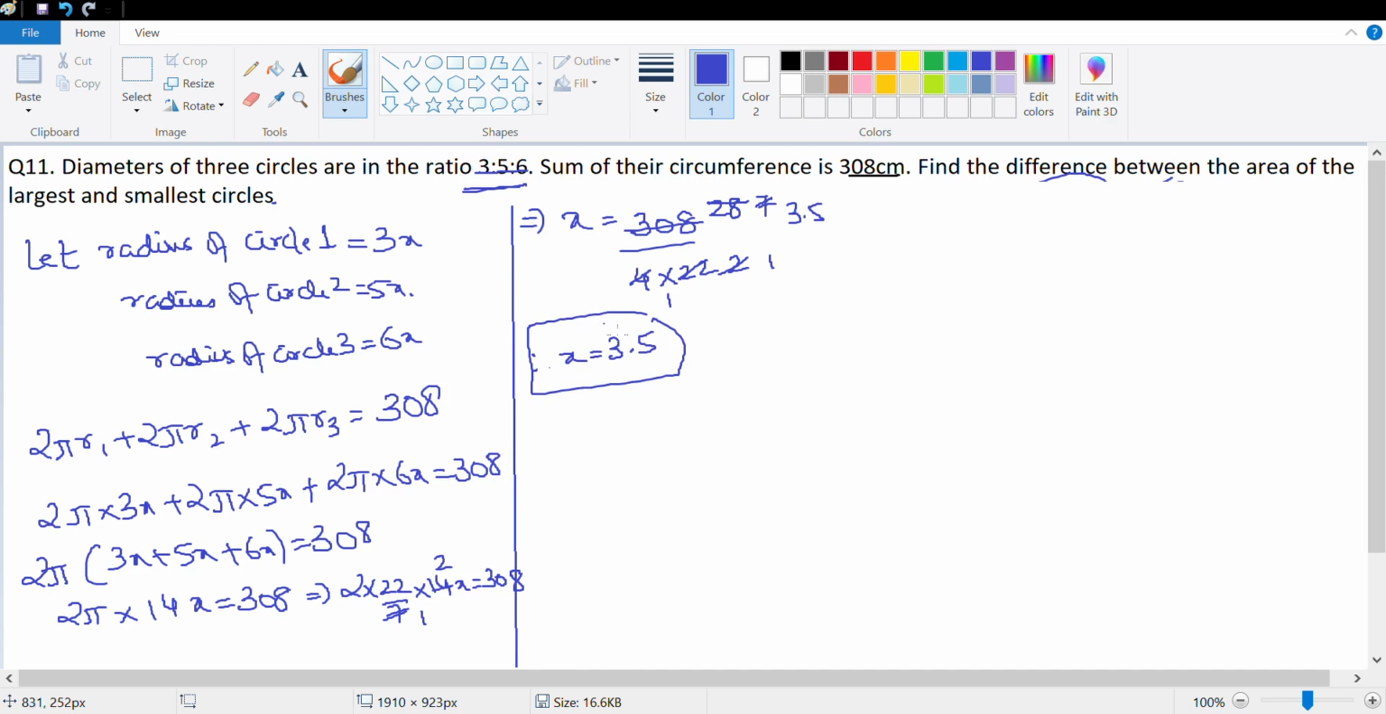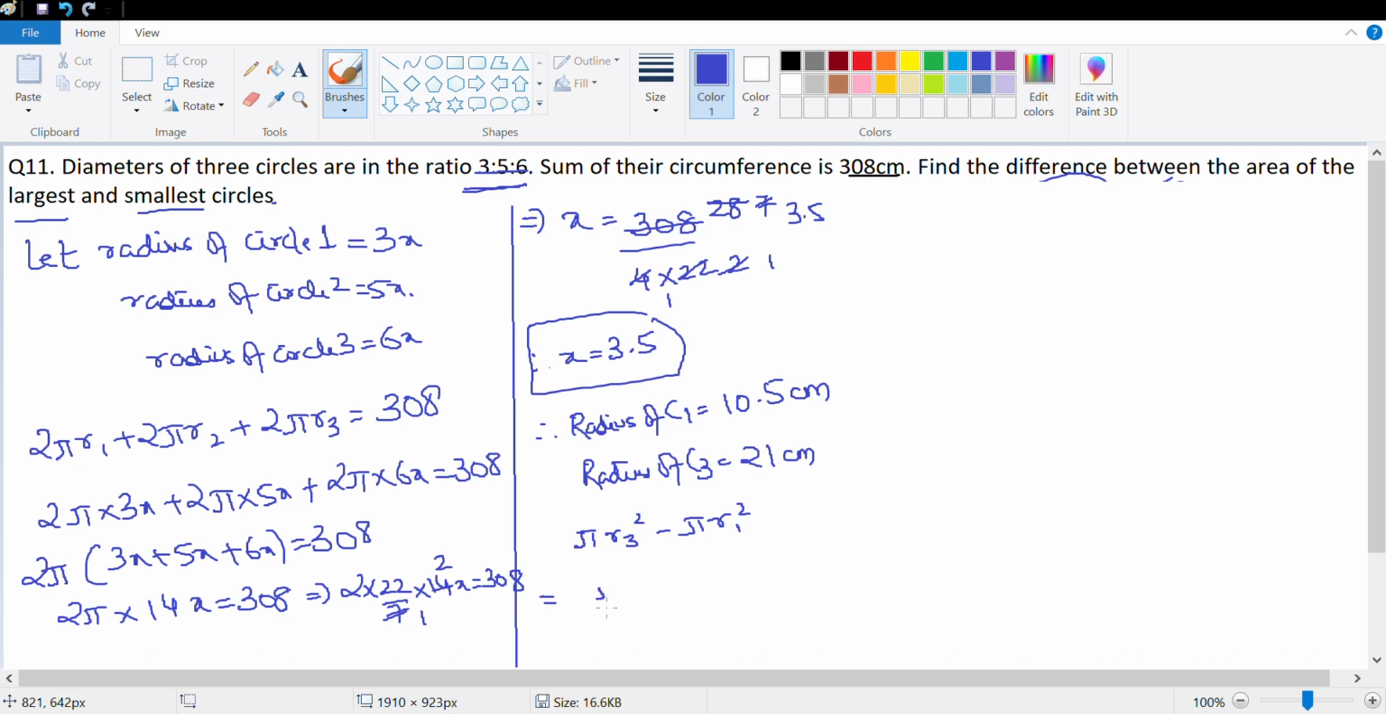Now, what do we have to calculate? We need to calculate the difference between the area of the largest and the smallest circle. Therefore, radius of circle 1, which is the smallest circle, is 3 into 3.5, that's 10.5 centimeter. Radius of circle 3, which is the largest circle, since they want difference between largest and smallest, is 6x, which is 6 into 3.5, which is 21 centimeter. Now, what we need to calculate is difference between the area. So pi r3 square minus pi r1 square. That's what we need to calculate. So let's take pi common, and I have r3, in this case 21 square, minus r1, which in this case is 10.5 square.